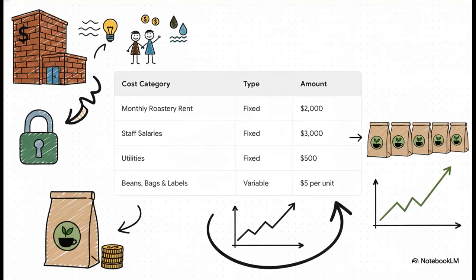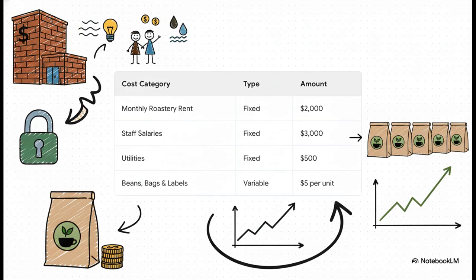Okay, here's our raw data. Now, the first and most critical step is to correctly identify and separate our costs into two buckets, fixed and variable. Look at the table. Our fixed costs, the rent, the salaries, the basic utilities, these things do not change no matter how many bags of coffee we roast and sell. If you add them up, that's $5,500. We have to pay that $5,500 whether we sell one single bag of coffee or 10,000 bags.